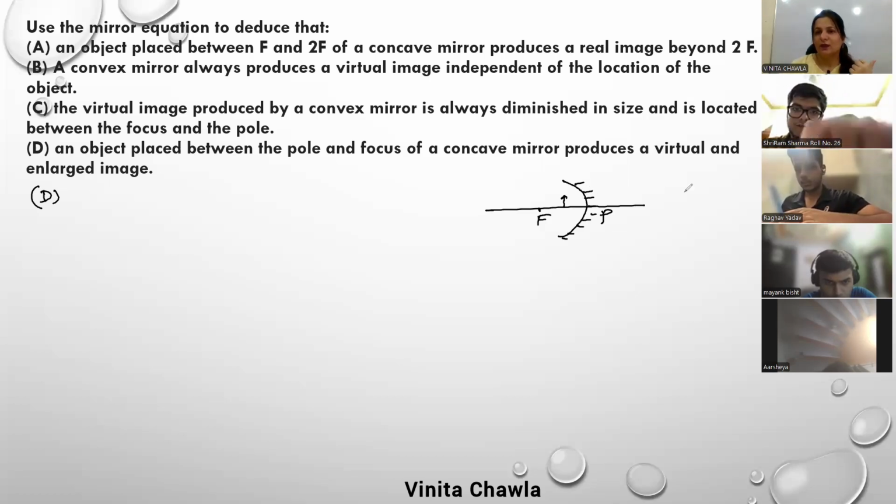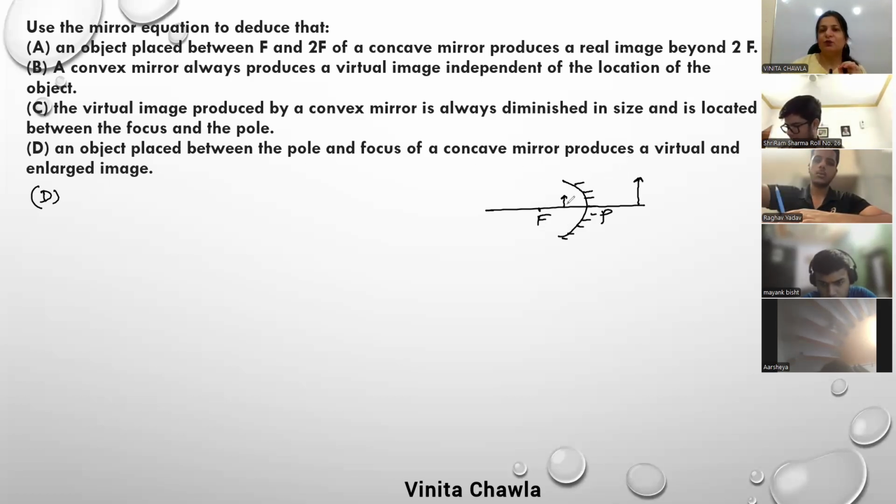Ma'am, the image will be formed behind the mirror, virtual and enlarged. Yes, we have to prove this: if we place the object between pole and focus, then the image is formed behind the mirror. The image formed is virtual and highly enlarged. Because we have a concave mirror, F is negative. We can take the object distance as small x, so U is also minus x. So we can find V.